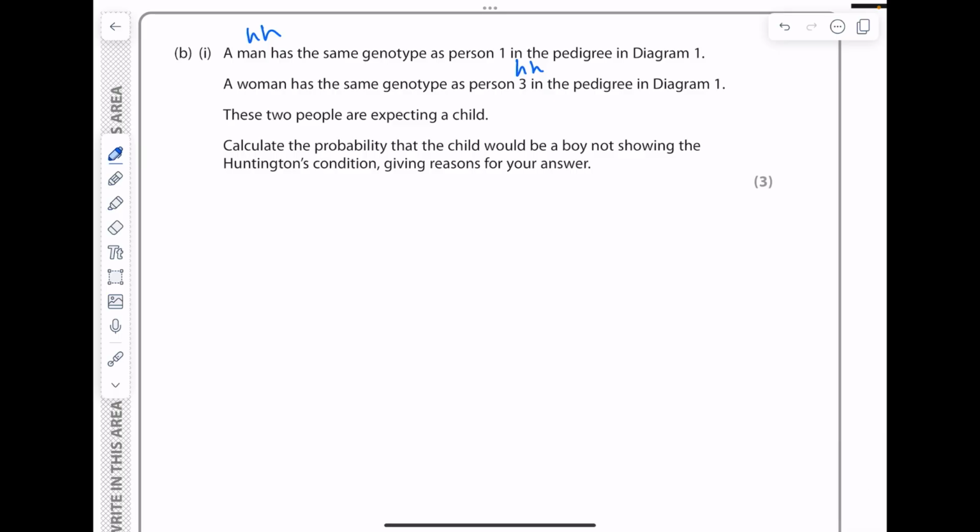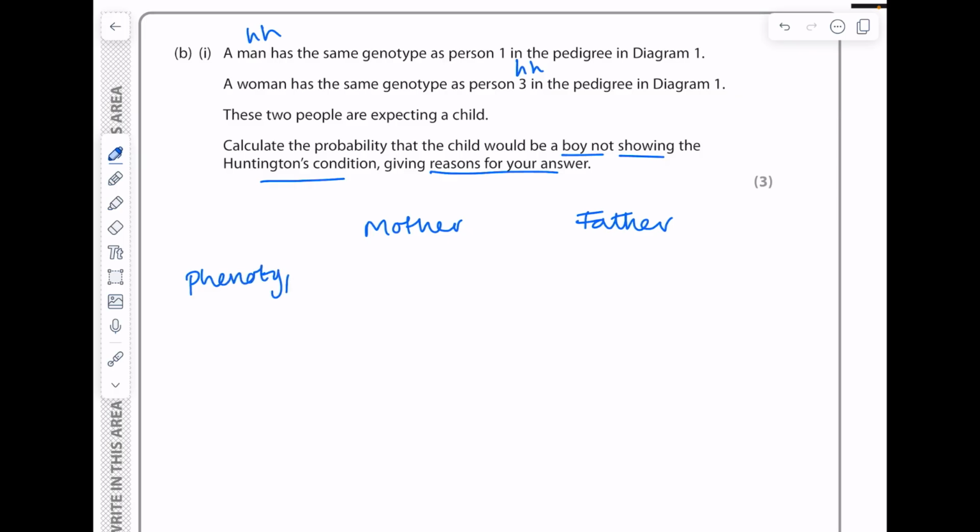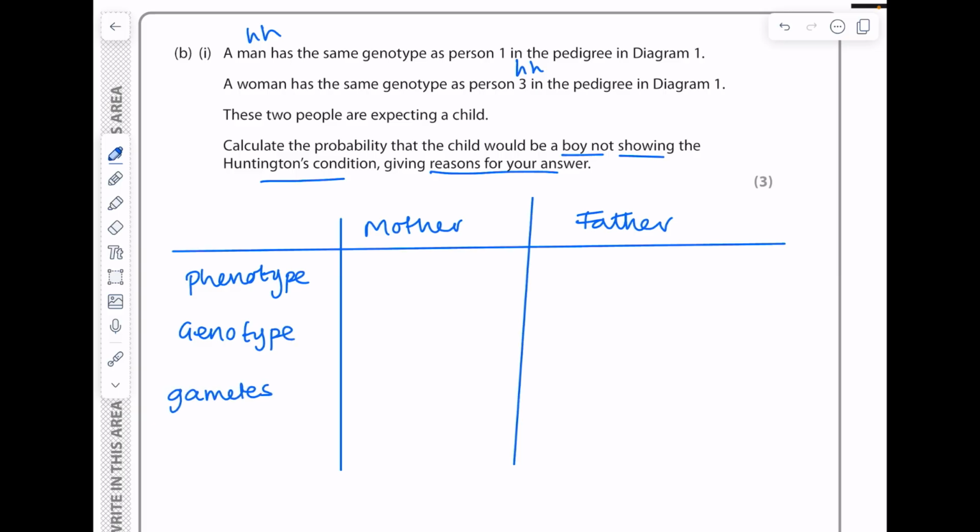These two people are expecting a child. Calculate the probability that the child would be a boy, not showing the Huntington's condition, giving reasons for your answers. So we just need to draw out everything I was doing before. So we have a mother and a father. Phenotype. This will become all our reasons by laying it out like this. So we know they're healthy. We know their genotypes are this, which means their gametes must be this.